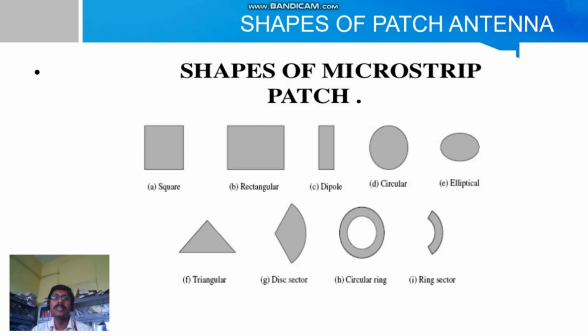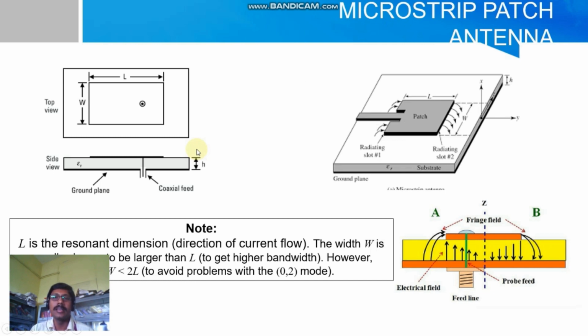Let us take one of the patch antennas. We call it a microstrip patch antenna. It comes in various shapes. These are the shapes available now. These are the existing shapes you have here. Let us take the rectangular patch antenna design.